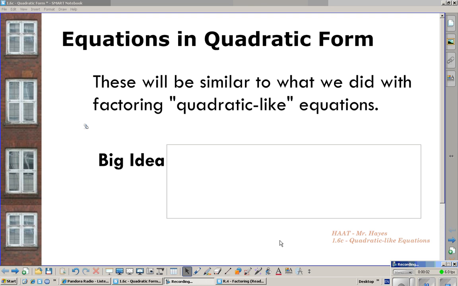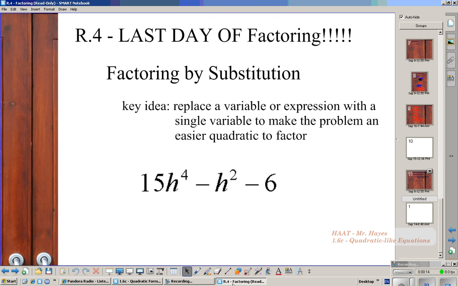All right, 1.6c, quadratic-like equations. This should really be nothing new for everyone. The reason I'm saying that is because if we take a trip down memory lane and go back to R4, oh, look, factoring by substitution.